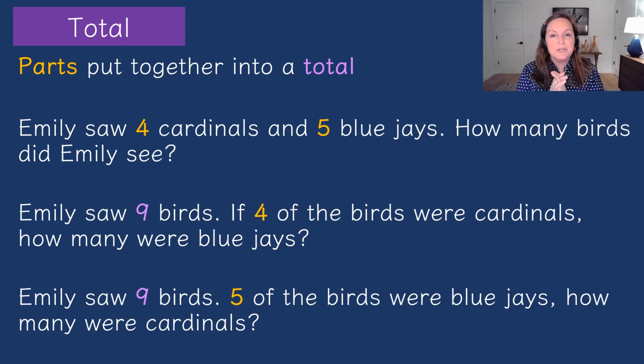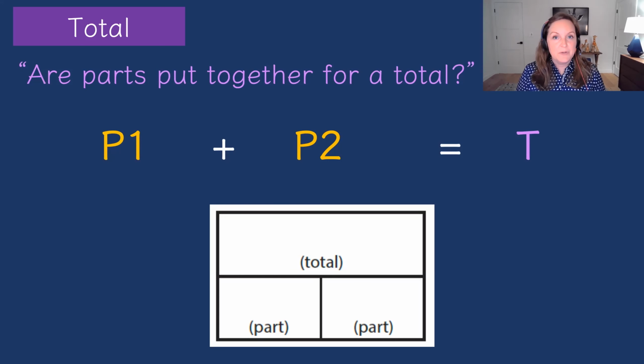In each of these total stories, there are two consistent things: a part, and a total. It doesn't matter if the story is asking about the total, or some of these stories may be asking about one of the parts. To help students determine whether a word problem is a total problem, they should ask themselves, are parts put together for a total? And once they decide that the word problem is a total problem, they can use a total equation: P1 plus P2 equals T, part 1 plus part 2 equals the total, or a graphic organizer such as you see here.